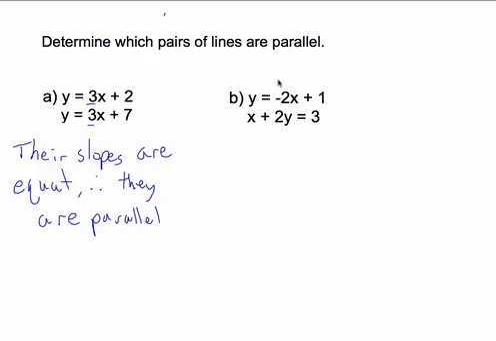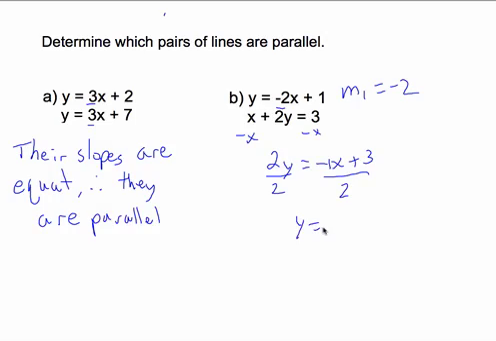In the second one, we can see the slope of the first line, we'll call it m1, is negative 2. For the second one, we can't really see the slope yet. We have to change this equation into slope-intercept form, so we're going to solve for y. We subtract x from both sides. We have 2y equals negative x plus 3, and you can think of that as negative 1x plus 3. Now to solve, we divide both sides by 2, so we get y equals negative half x, plus 3 out of 2.